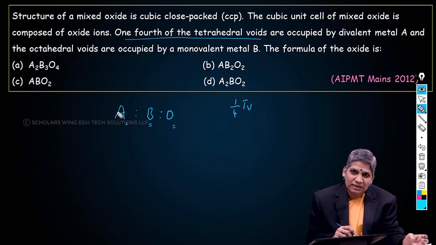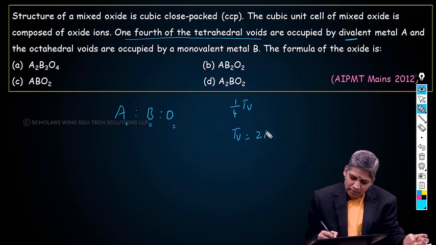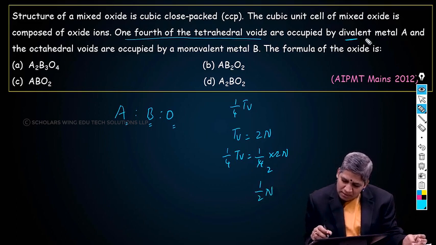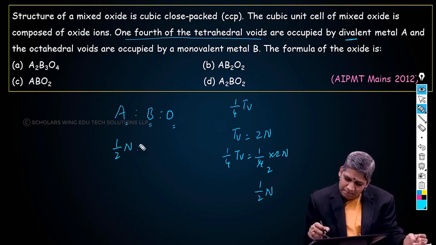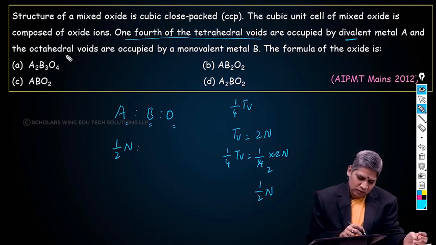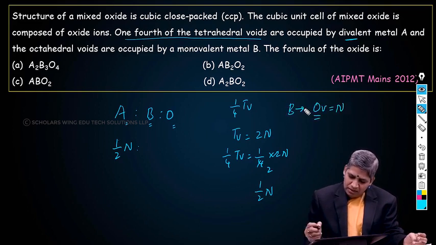Let's not bother about the valency. Just to confuse you, they'll give more data. Is it required for us? No. We just have to look at the number. That's it. 1/4 means, yeah, we know TV is equal to 2N. So 1/4 of this is very simple. 1/4 into 2N, that will be half N, right, which is occupying this. A. So under A, we can directly put half N. Let's take B now. Where is B? The octahedral voids are occupied by monovalent metal B. So octahedral voids we know is equal to N. It's occupied by B.